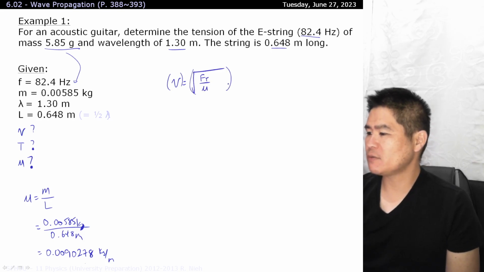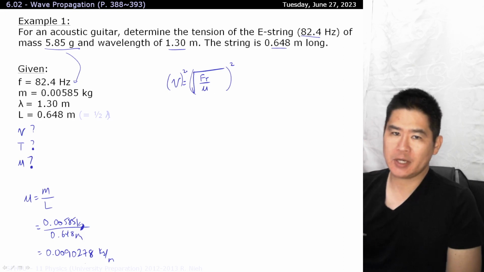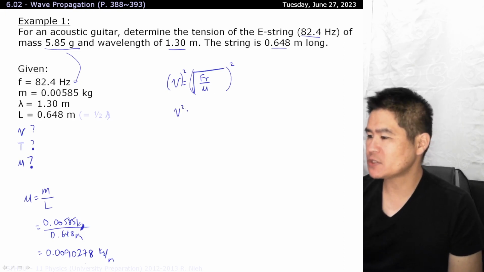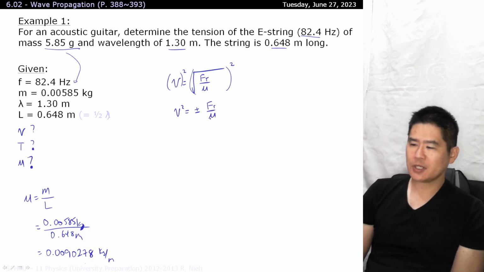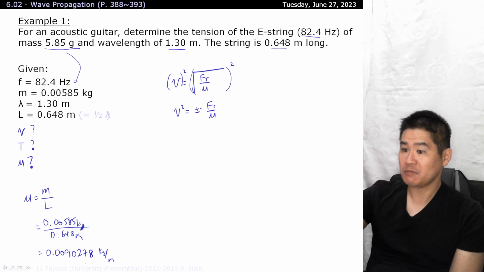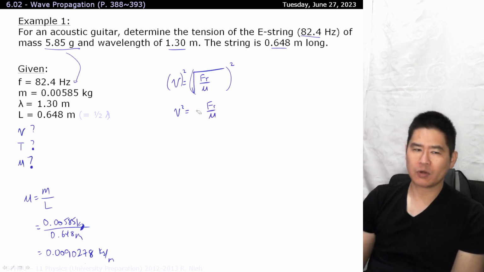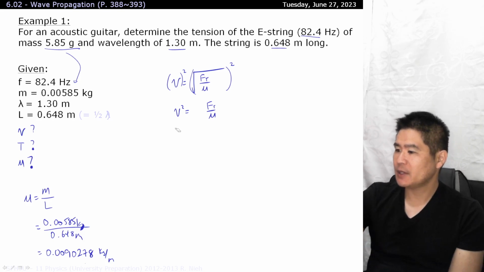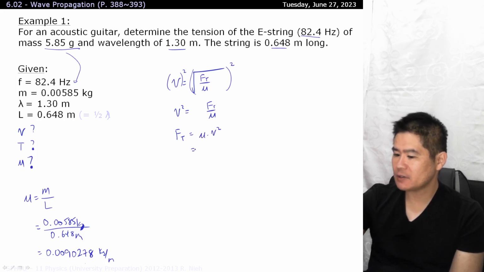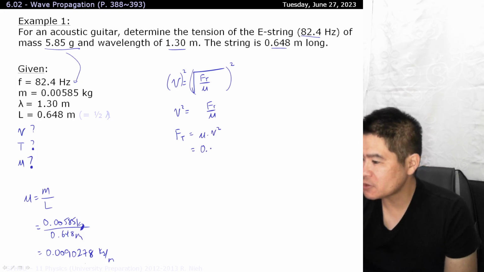First thing we got to do is get rid of the square root. Best way to do that is to square both sides. So V squared is equal to plus minus Ft over mu. Now there's no such thing as negative tension or negative linear density, so we're not going to worry about the negative value because it just doesn't make any sense anyways. Alright, and lastly, to isolate for Ft, we're going to multiply both sides by mu, so it's equal to mu times V squared.